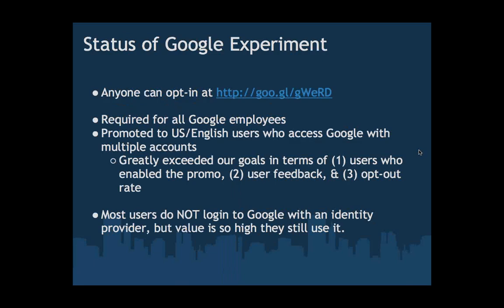Interestingly, over the last 6 months or so, we started requiring all Google employees to use it, which is a lot of them. That's been a good source of feedback. But more interestingly, starting in about March of this year, we started doing a promotion where in the United States, for English users, if we saw a computer that had been used with multiple Google accounts, say, husband, wife, kid, or maybe a person who has both a personal account and a work account they use to log in to Google, we looked for these scenarios, and we actually did a promo at the bottom of our login box saying, hey, would you like to turn on this new feature? And the results have been fantastic, much better than we expected. A lot more people turning it on, very few turning it off. The feedback has been great.